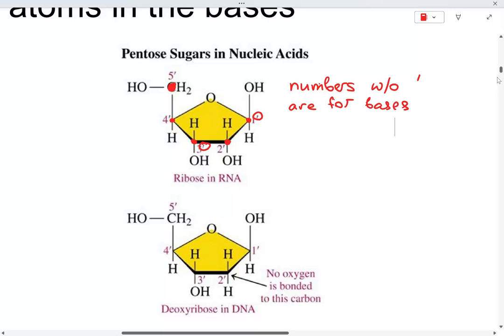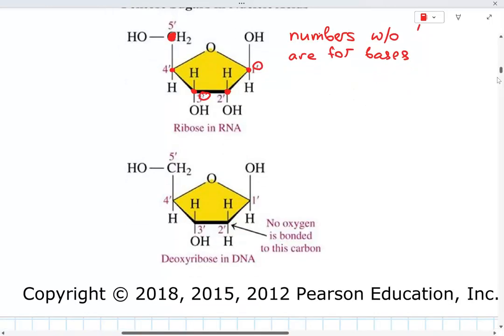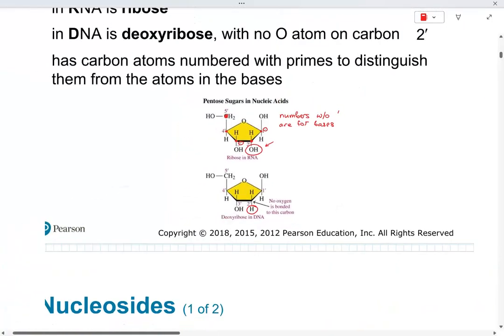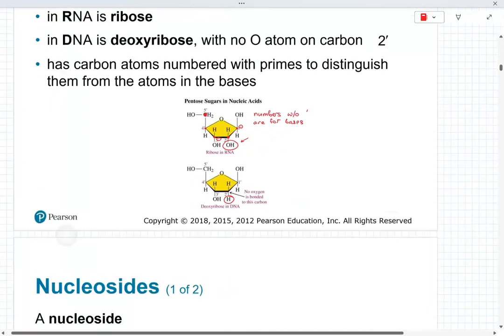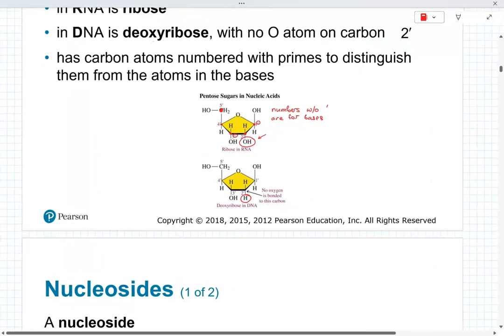Okay? The biggest difference between these two molecules, and it's a very important difference, is this. Okay? So you see a hydroxyl group here? This hydroxyl group is responsible for relative instability of RNA molecules, but I think I should not let myself go into the weeds just yet and talk about why this is so. Okay?